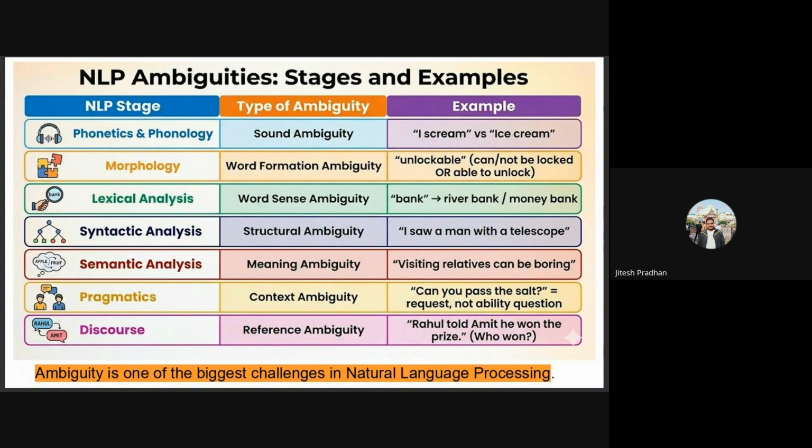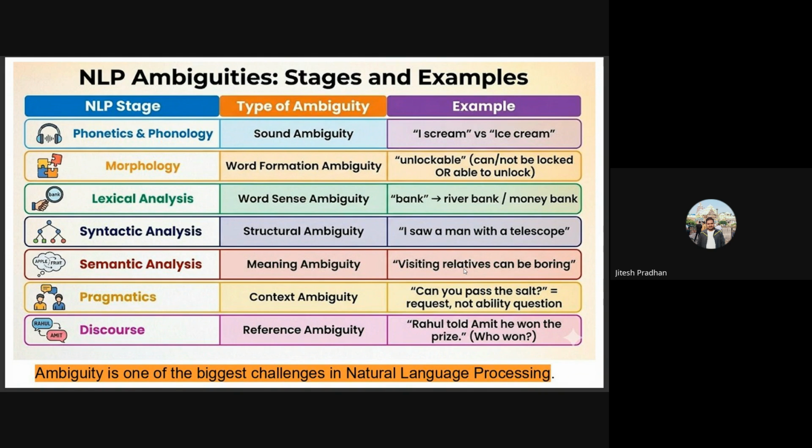Now let's take another example. Let's say: I saw a man with a telescope. Okay, now here it is a single English sentence, grammatically very correct, because what I have said is: I saw a man with a telescope. It is an English sentence and it is grammatically perfect. Now what is the ambiguity in this case? It can convey multiple meanings.